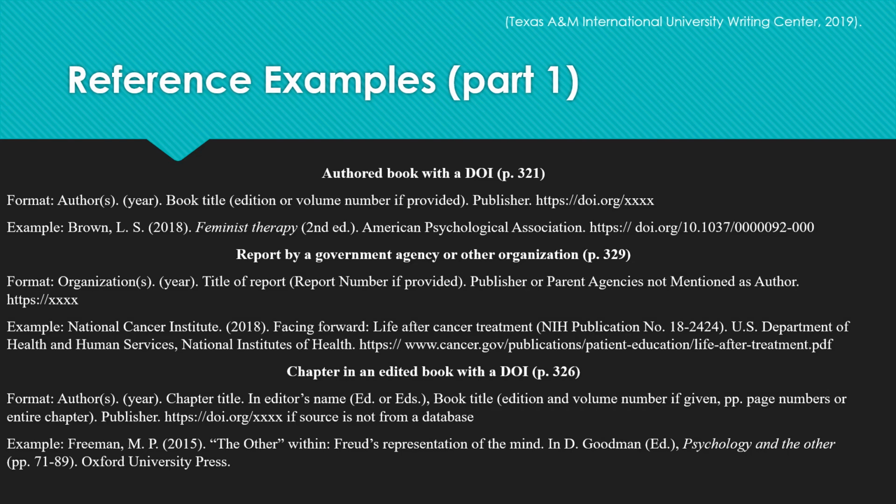You would include the authors with the last name and the initial, the year in parentheses, the book title, the edition or volume number if provided, along with the publisher and any URL or DOI information you have. A report by a government agency or other organization, that would be found on page 329, and you include the organization name, the year, the title of the report or report number if given, the publisher or parent agencies, which are not mentioned as the author, and then the website where you found that.